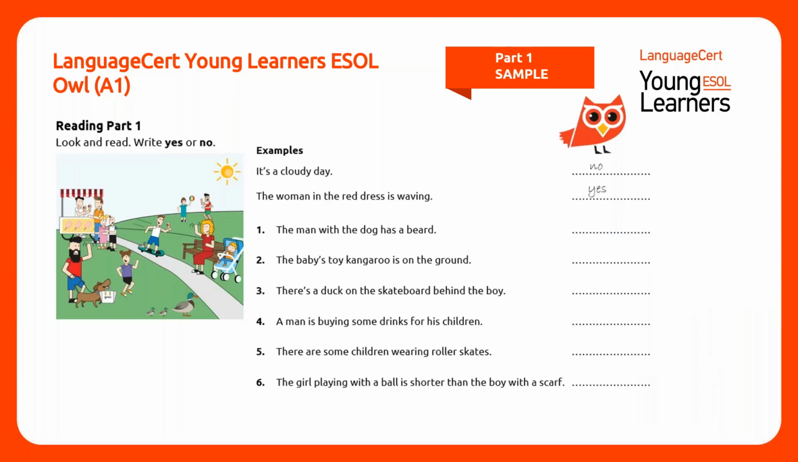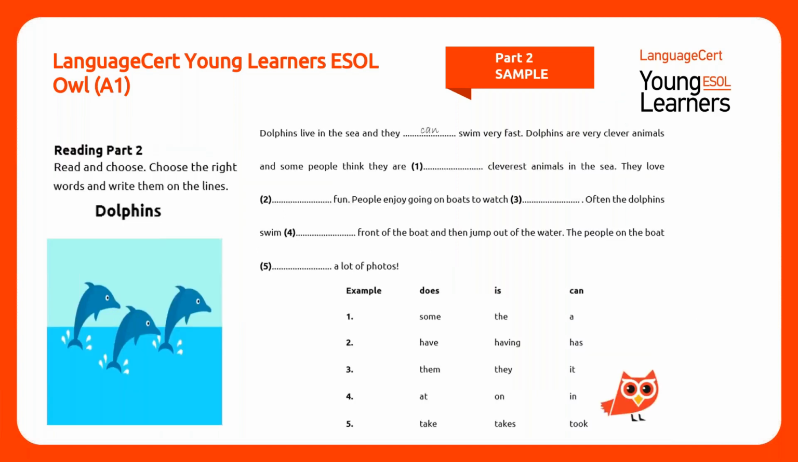In part 1, candidates look at a picture and say whether 6 statements provided are right or wrong. They simply need to write yes if the statements are right and no if the statements are wrong. 2 examples are provided. Part 2 requires candidates to read a short text and fill in 5 gaps by choosing the correct word. There are 3 options each single time. An example has also been provided.